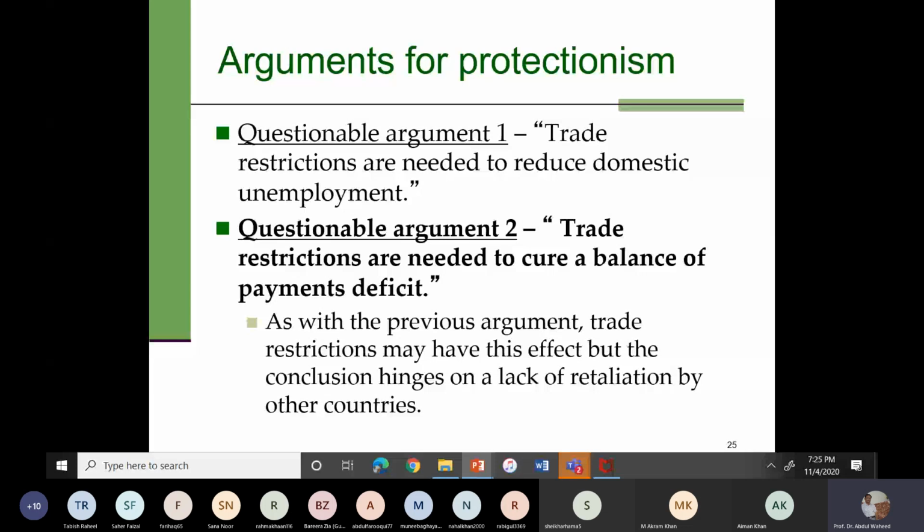So that's why this argument, that trade restrictions are needed to cure a balance of payment deficit, is a questionable argument, because it is only possible if there is no retaliation. But surely, if there are some restrictions, there will be a retaliation by the trading partner.